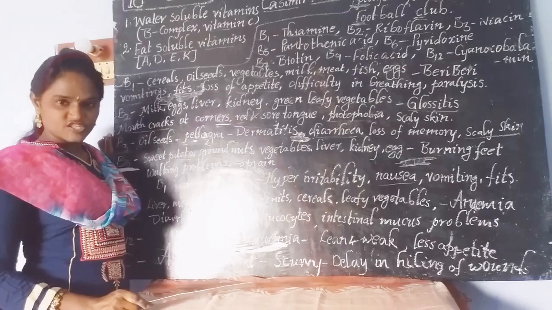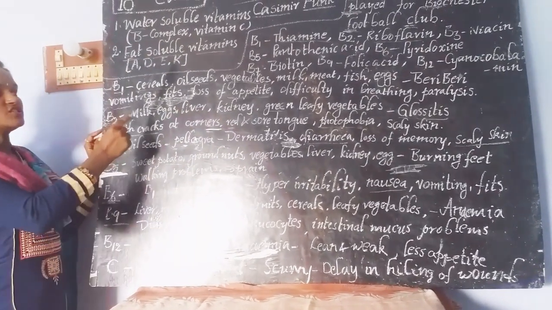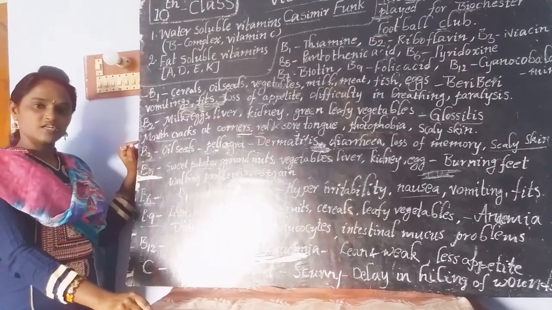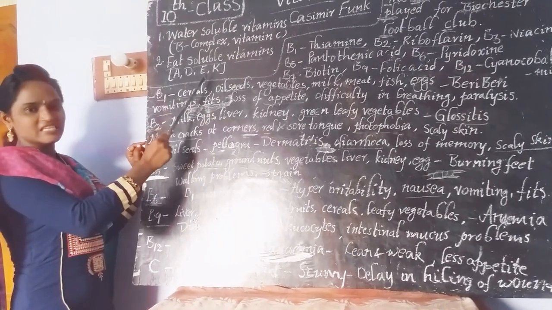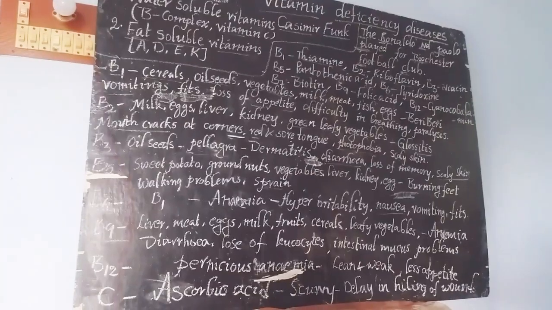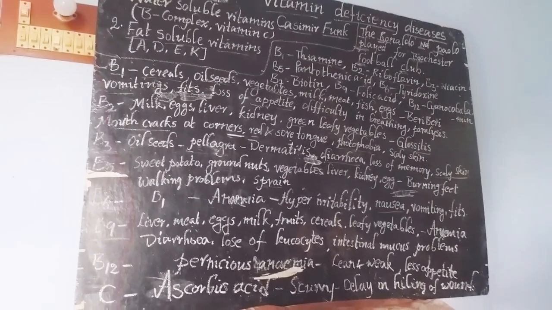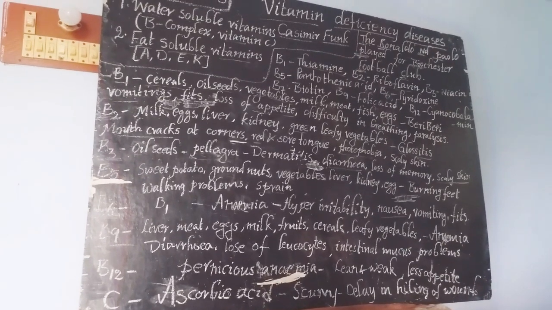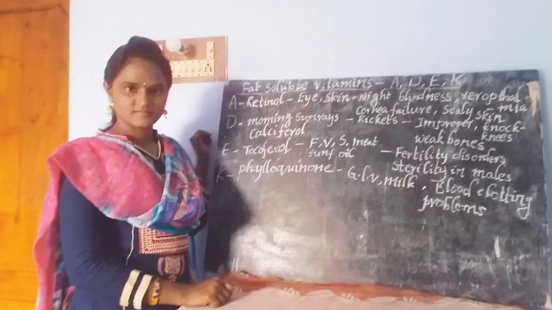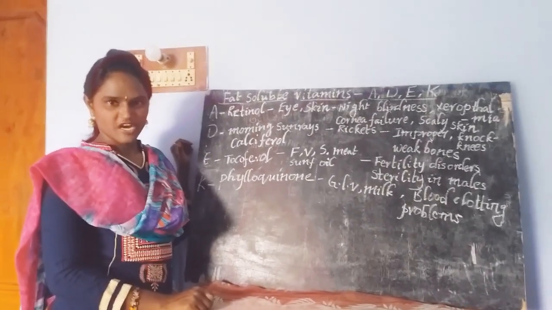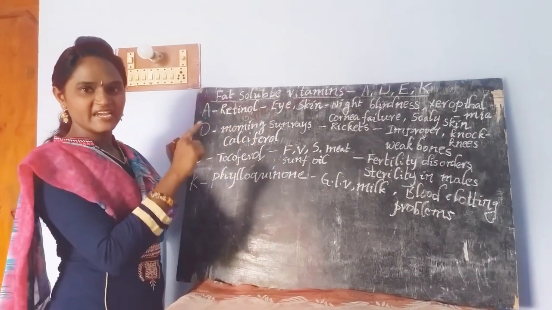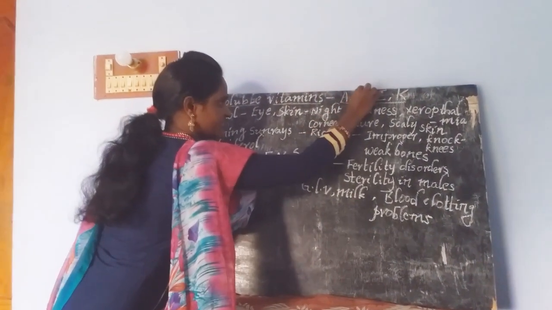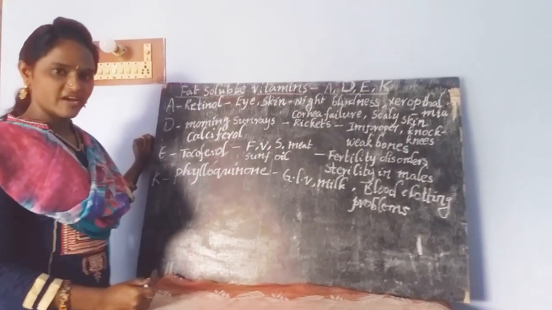Now we are going to the next topic, that is fat-soluble vitamins. What are the fat-soluble vitamins? Like A, D, E, K. Okay, now we are going to discuss fat-soluble vitamins. Vitamin A, D, E, K. A, D, E, K are fat-soluble vitamins.